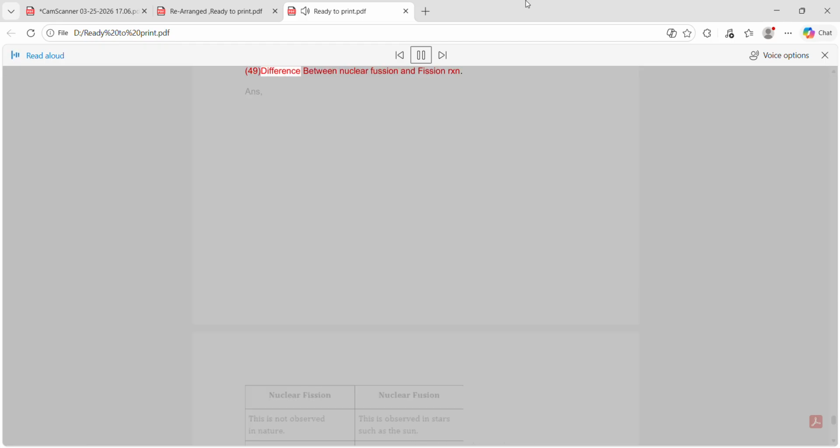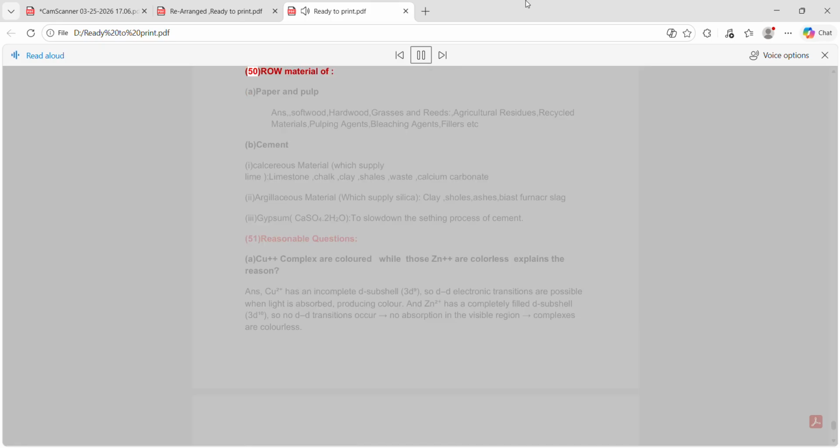49. Difference between nuclear fusion and fission reactions. Answer. 50. Raw material of A. Paper and pulp. Answer: Softwood, hardwood, grasses and reeds, agricultural residues, recycled materials, pulping agents, bleaching agents, fillers, etc.